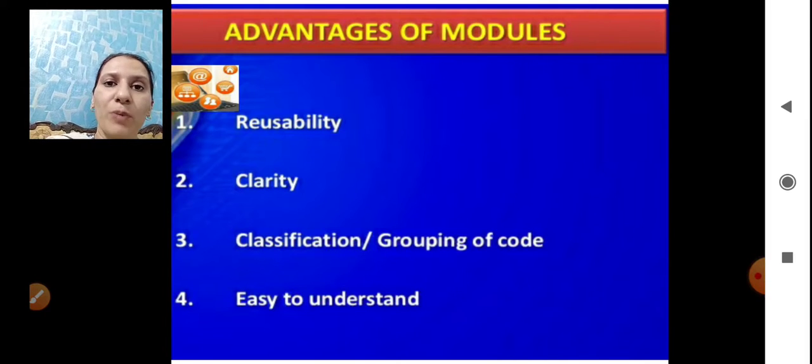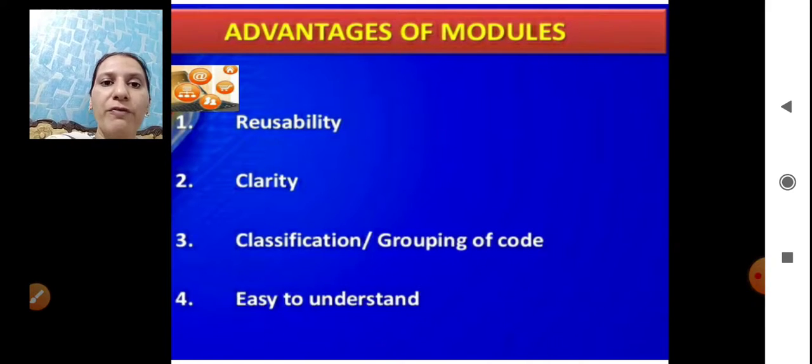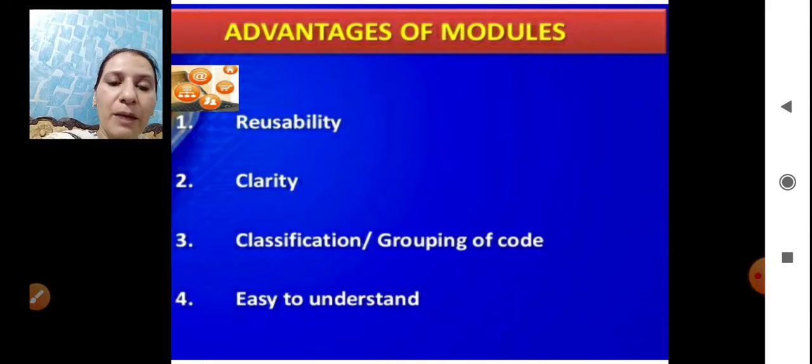You have divided the code into functions, so it can be clarified easily. There will be clarity. Now, classification or grouping of code: we have grouped the related code into a module. Now, fourth is easy to understand. When we have divided the modules into groups which perform related tasks, and we clearly describe everything by using docstrings in it, then it becomes very easy to understand.